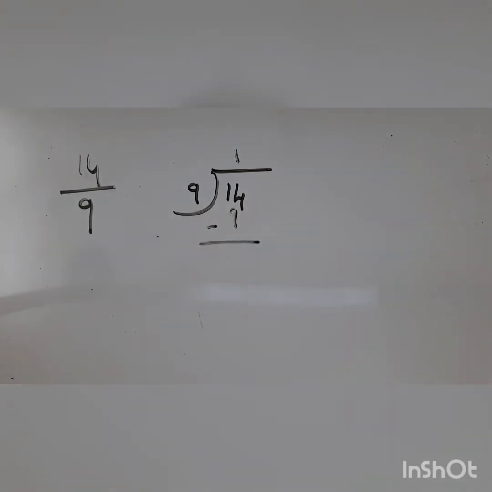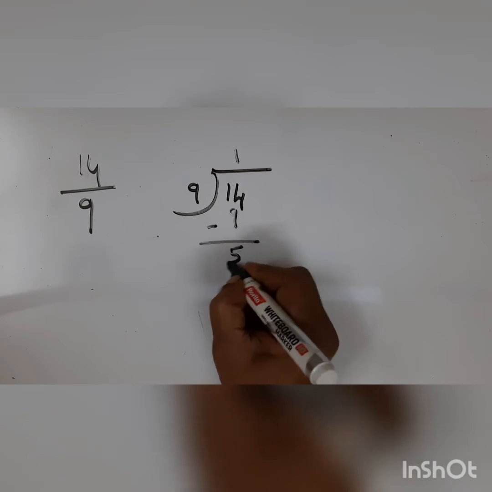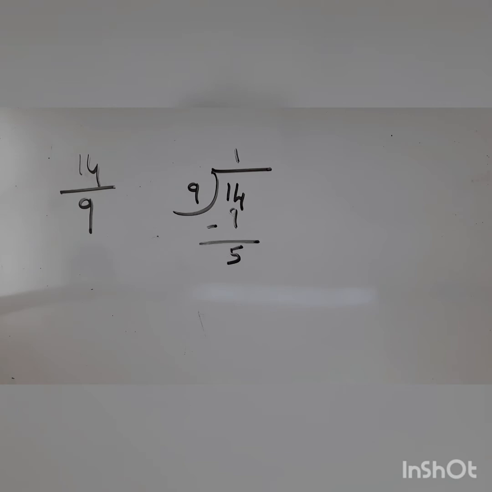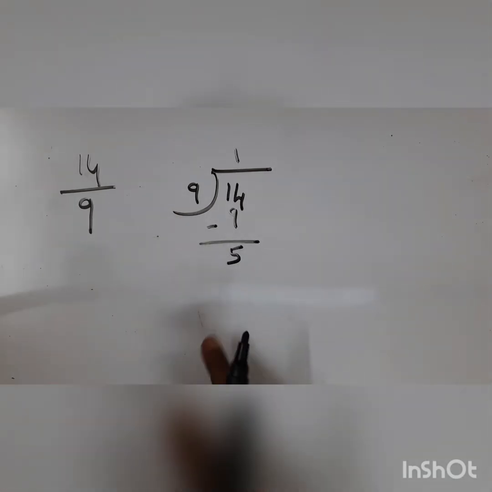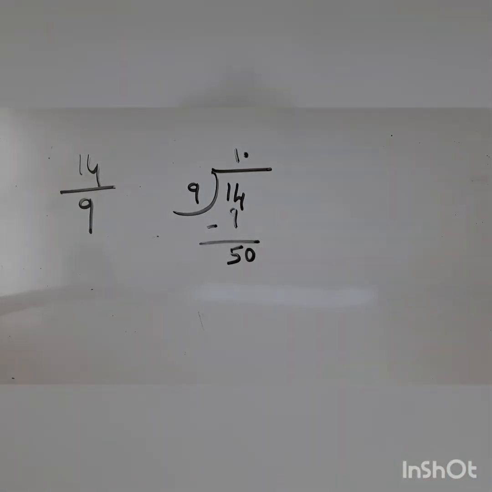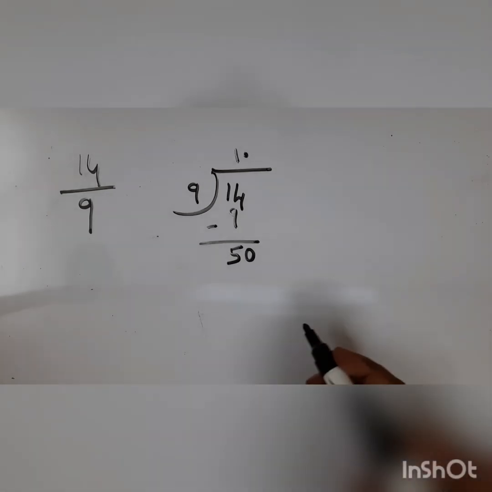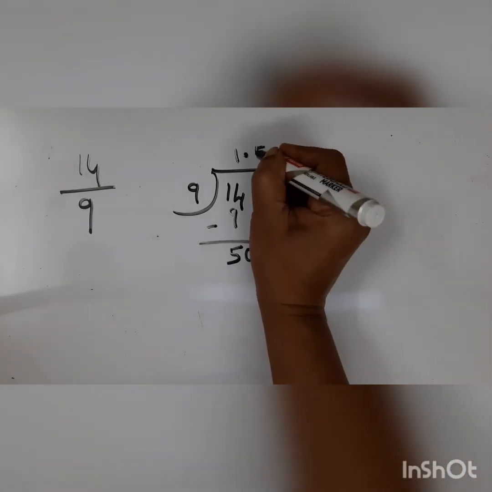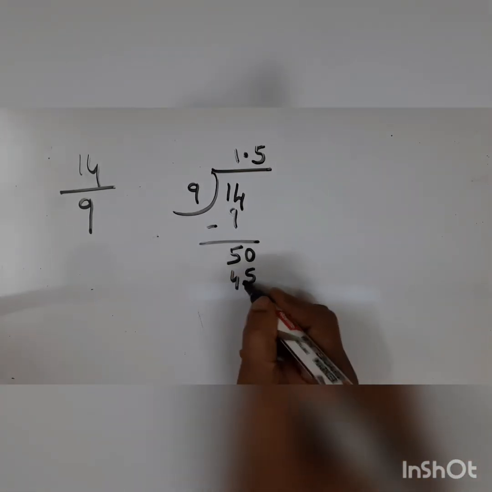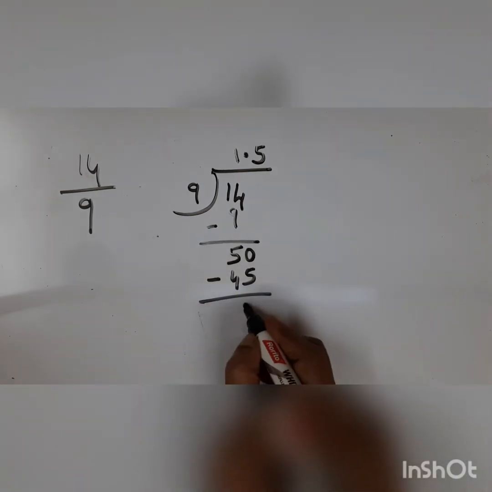9 and 5. Okay. 10, 11, 12, 13, 14. So that's 5. Now, again, so what do I do? Put a decimal here and then put 0. Yes, now children say your 9 times table. 9 ones are 9, 9 twos are 18, 9 threes are 27, 9 fours are 36, 9 fives are 45, 9 sixes are 54. So we take 9 fives are 45. So you subtract, you get your 5.